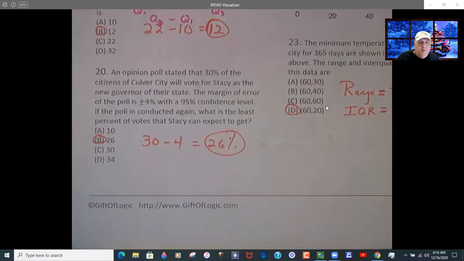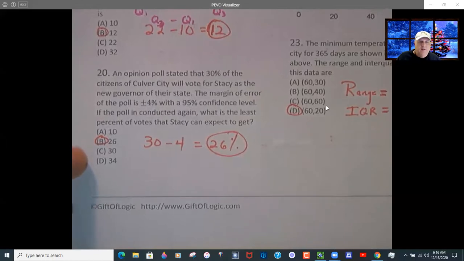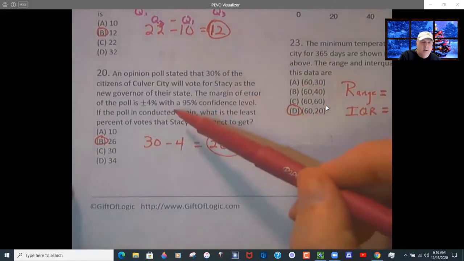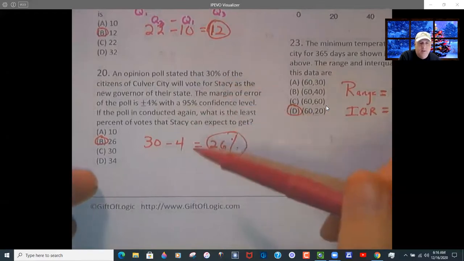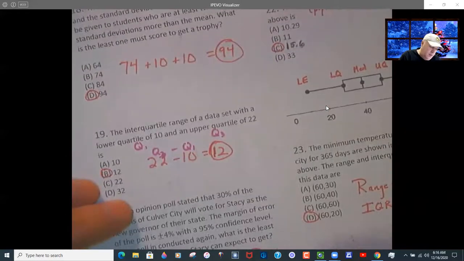Okay, 20, an opinion poll stated that 30% of citizens of Culver City will vote for Stacey as the new governor of their state. The margin of error of the poll is plus or minus 4% with a 95% confidence level. If the poll is conducted again, what is the least percent of votes that Stacey can expect to get? Okay, so plus or minus 4% margin of error at the 95% confidence level, which we didn't need to know. So the least 26, the most would be 34.